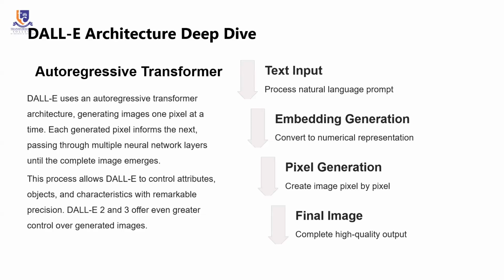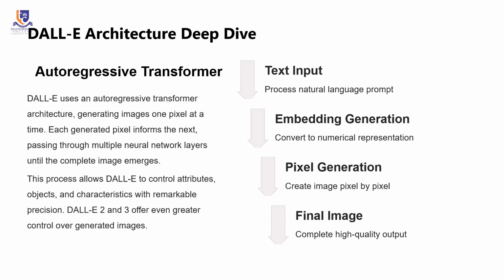Autoregressive transformer architecture means that it generates images one pixel at a time, and the prior pixel it generates informs the next pixel. The first pixel is generated and stops at a certain bounding box, and based on that location, it can inform the next pixel where to start. Then that next pixel ends before informing the next one where to start. So the image goes from one pixel to another, passing through multiple neural network layers until the complete image emerges.